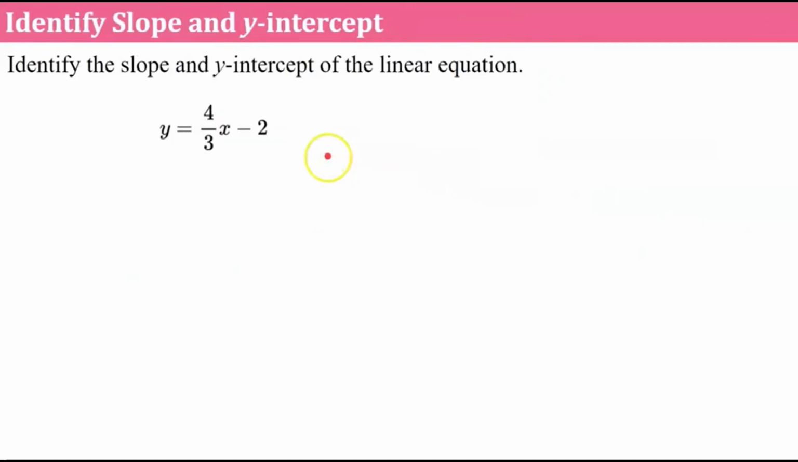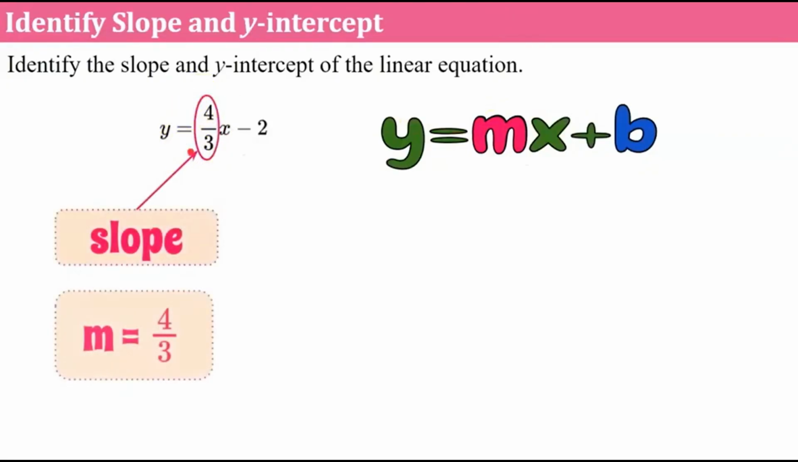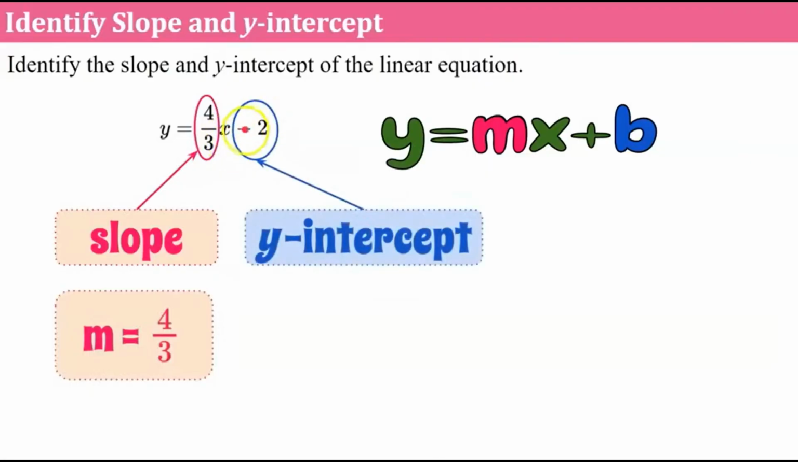Now, let's identify slope and y-intercept from this given linear equation. We notice that it is solved for y, so it's y =, so we know it's in slope-intercept form. The coefficient of x is our m, or our slope. So our slope here is 4/3. What follows the x, including the sign that comes before this constant, represents the sign of the y-intercept. So here the sign is negative, and our y-intercept is -2. So remember, it's the value and the sign that comes before the value.